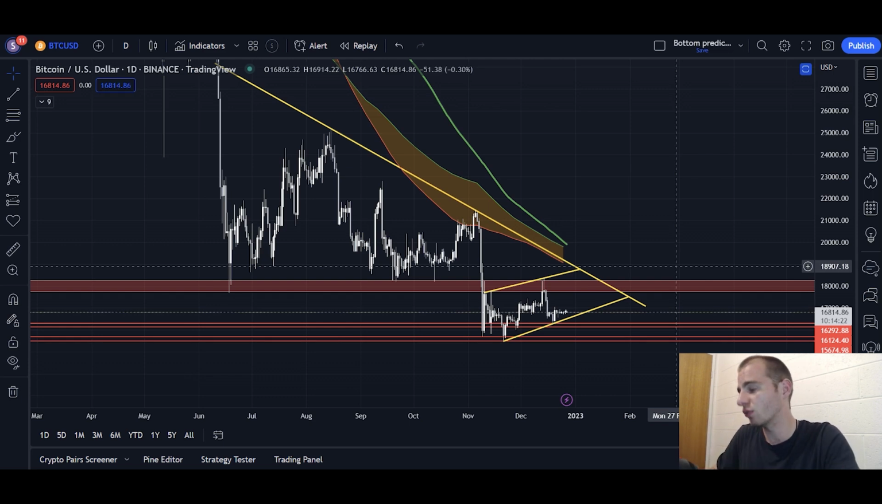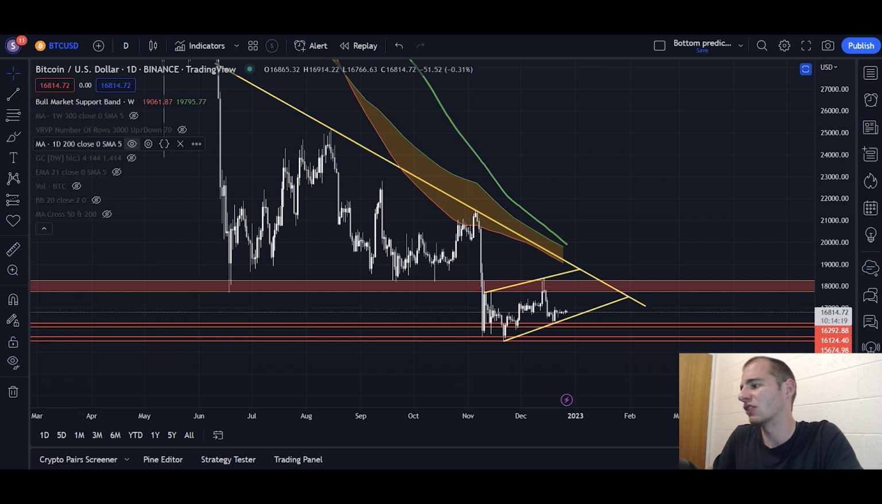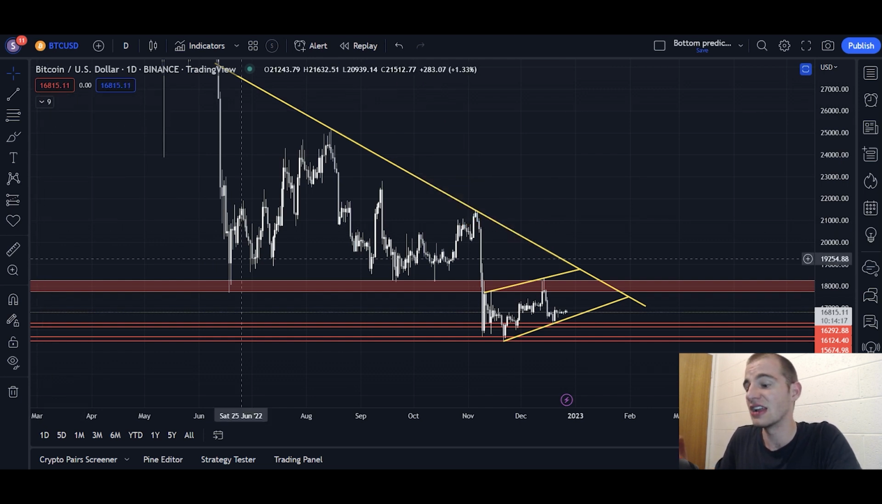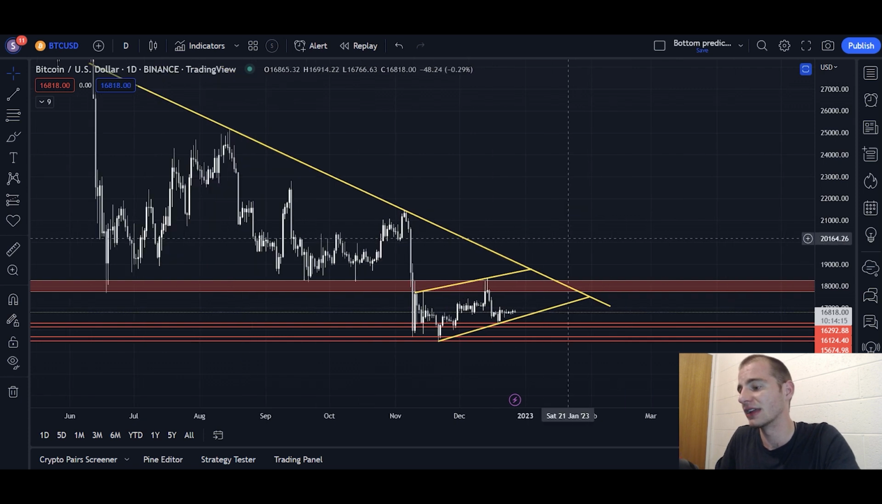Again, not confirmed. When it is confirmed, that's when you take action. There could obviously be something dramatic that changes, something could happen, etc., and that could lead to a reversal.